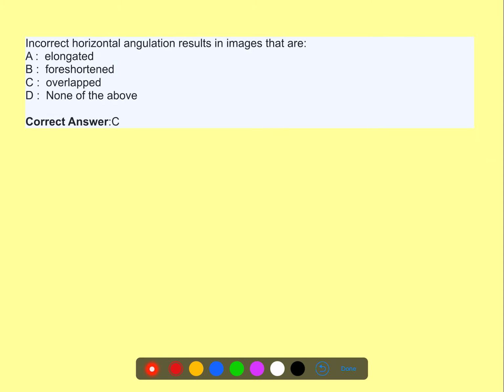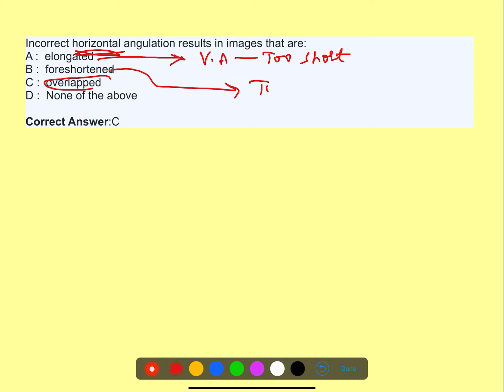Incorrect horizontal angulation results in images that are overlapped. For horizontal angulation there is only one fault: if the horizontal angulation is incorrect, then the teeth or structures will be overlapped. You will get elongated images if the vertical angulation is too short, and you will get foreshortened images if there is too much vertical angulation, and for horizontal it is overlapped.